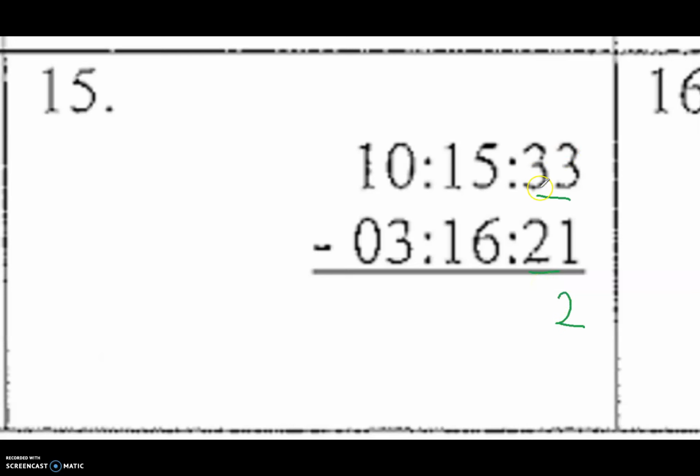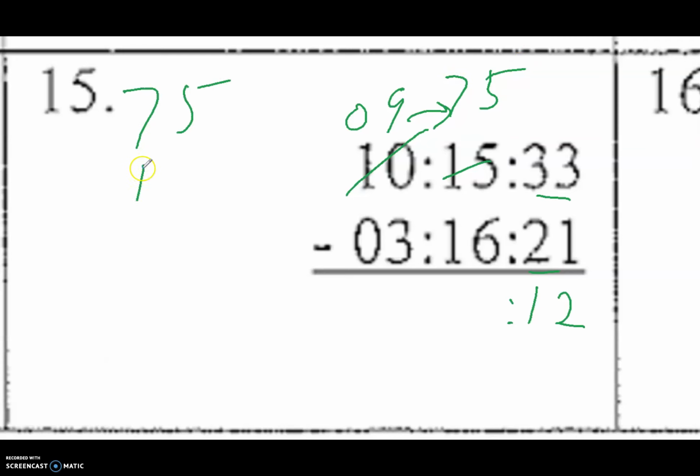Okay, here's 15. We start off with 33 seconds minus 21 seconds, something I can do. 3 minus 1 is 2. 3 minus 2 is 1. 12 seconds. I can't do 15 minus 16. 16 is too large, right? That would require me to borrow from the 10 and make it a 9. Which means I'm adding 60 when I go this way, so I'll have 75, because 60 plus 15 is 75. All right, 75 minus 16. Do this work on the side if you have to. 7 becomes a 6, 5 becomes a 15, 15 minus 6 is 9, 6 minus 1 is 5, 59.